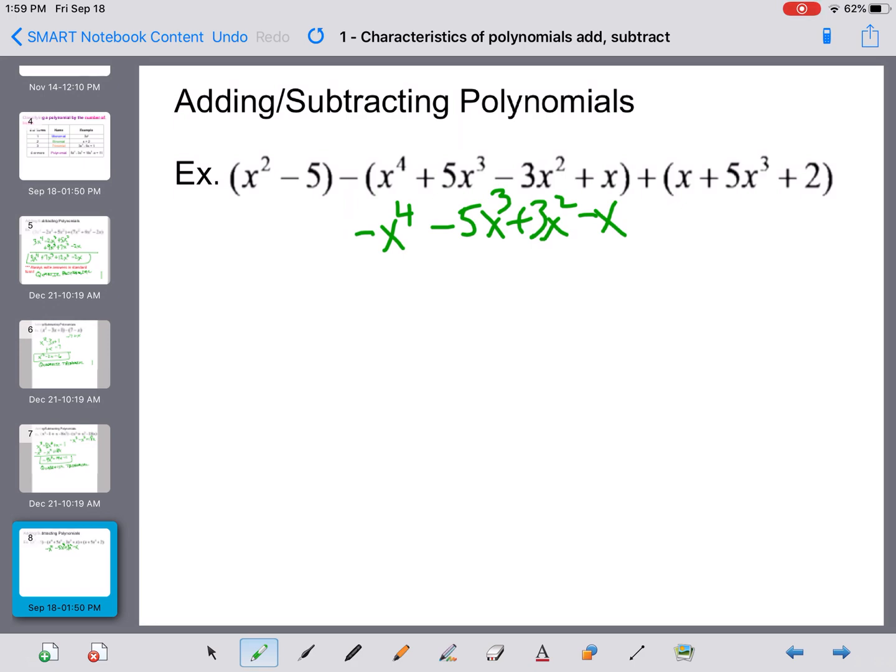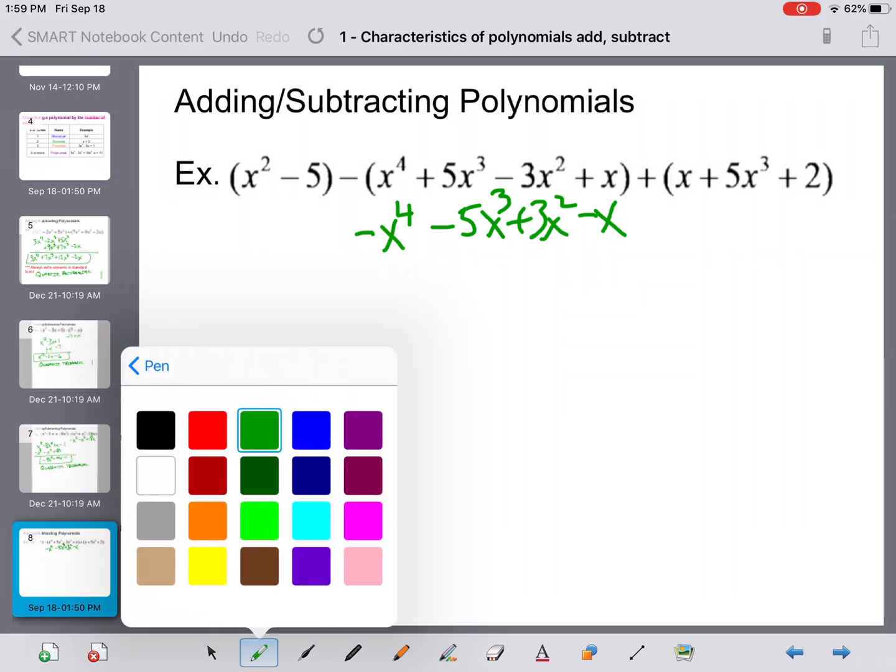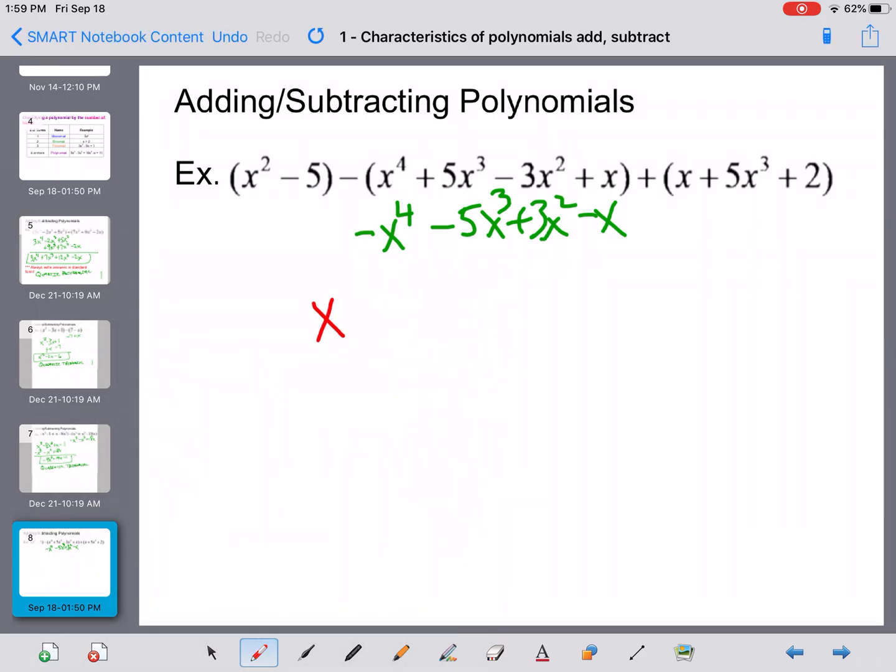So if we're rewriting the first one in standard form, we would say x squared, and since we're in the combining part, we're going to leave a space for x because there is no x term in that, and we're going to say minus 5. On the second one, we have an x to the fourth as our highest degree, so we're going to say minus x to the fourth. We have minus 5x to the third plus 3x squared, and minus x is going to go in this space.